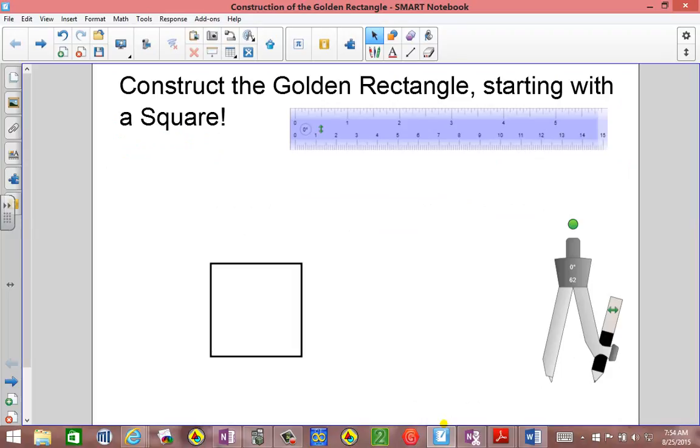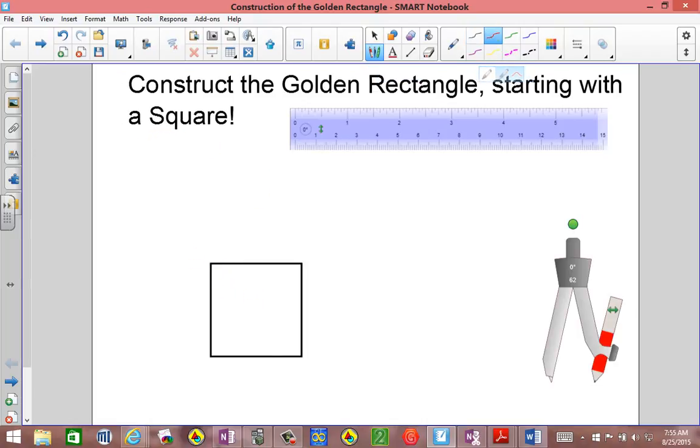If you need to, pause the video, get a compass and a straight edge out, and work with me. When constructing the golden rectangle, you always start off with a square. And notice that we start off with a square right here. Let's go ahead and just denote that. We're going to start off with a square.